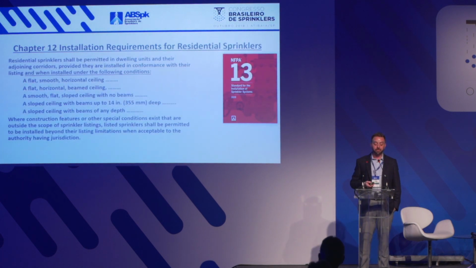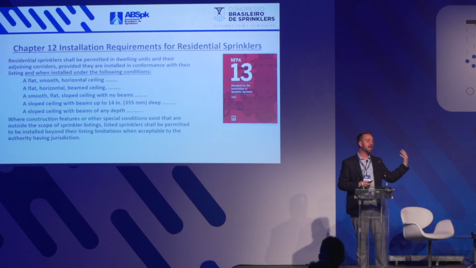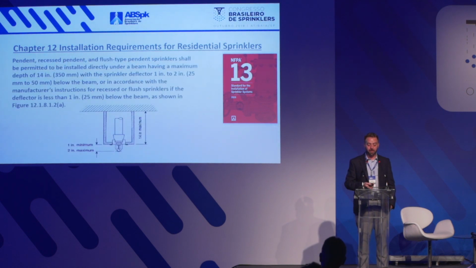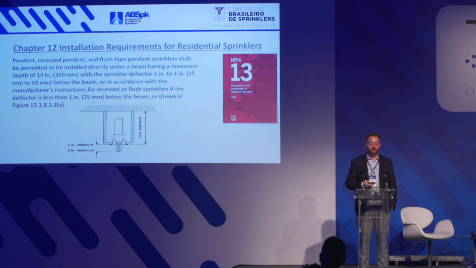Chapter 12, this is for residential sprinklers. That's what I was talking about earlier. So all this information that you're seeing there is added from 13D and 13R, but now it's added into NFPA 13 for the residential applications. Also, when you have a sprinkler placed in a beam, that's also being added to NFPA 13 with figures showing you exactly how to do it.